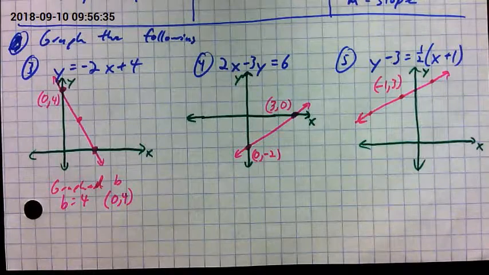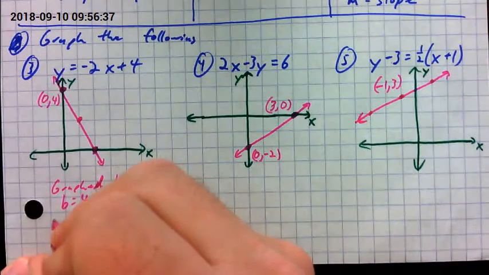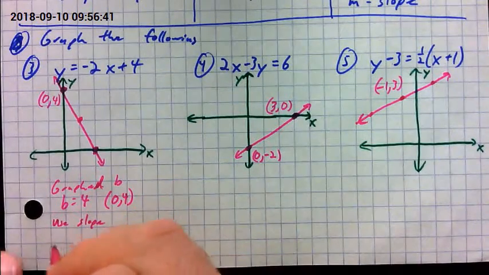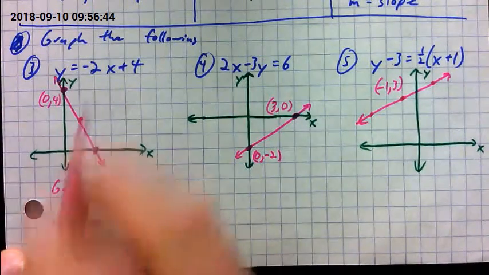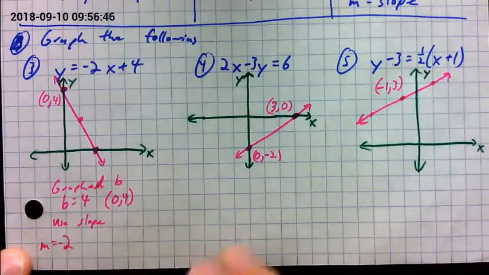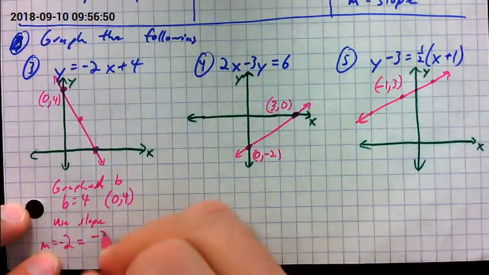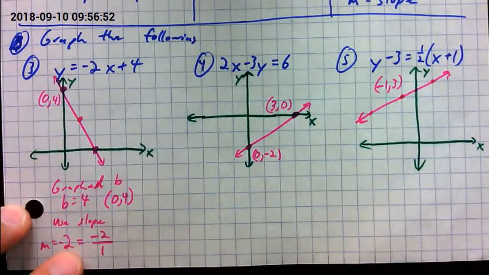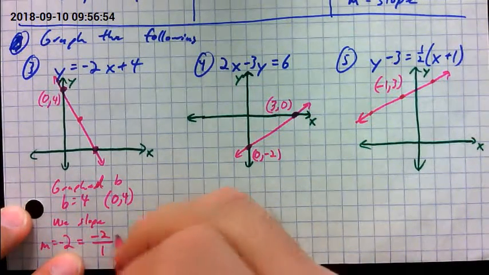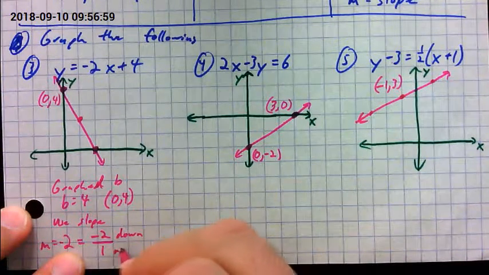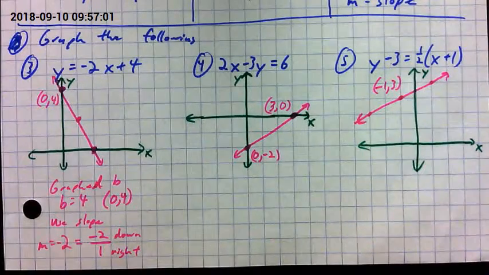Then from there, we used our slope. What was our slope? Our slope was negative 2, which is the same thing as saying negative 2 over 1. So that means that we're going down 2 and to the right 1.